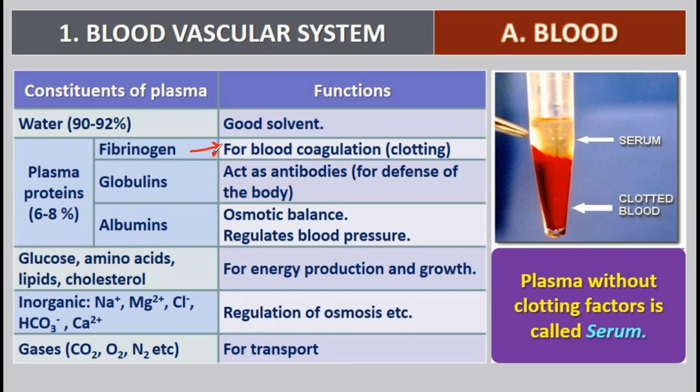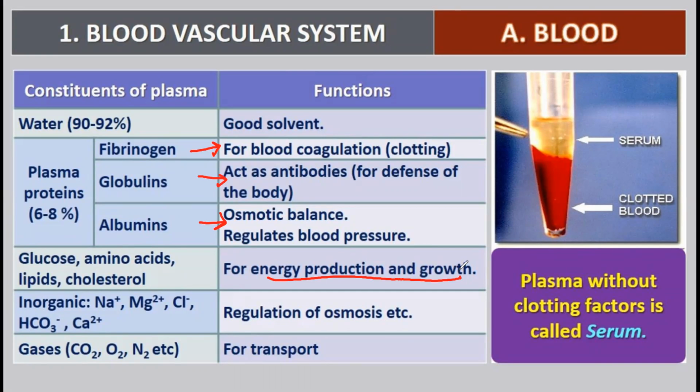Then comes the globulins, which are antibodies present in the blood. And the third one is albumins, which helps in osmotic balance of the body and regulates blood pressure. Then, after blood plasma proteins, blood plasma also contains glucose, amino acids, lipids, and cholesterol, which are energy supplements that help in energy production and growth.